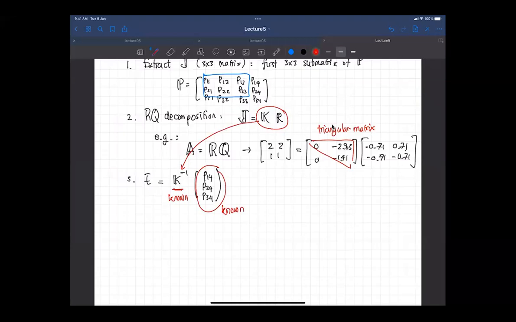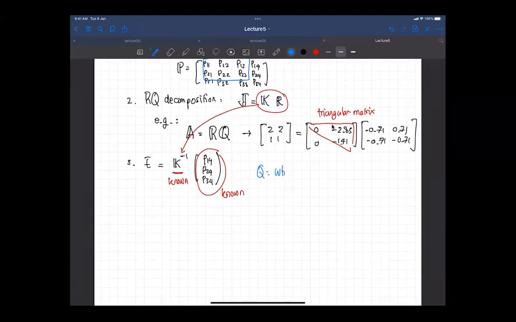Now the question is why this, right? I will give you the quick answer for this. The answer is because K inverse P equals what? Remember that P equals what? The definition of P is K multiplied by RT, right? This is the definition of P. So K inverse P becomes what? RT, yes. So it becomes RT, a matrix here.